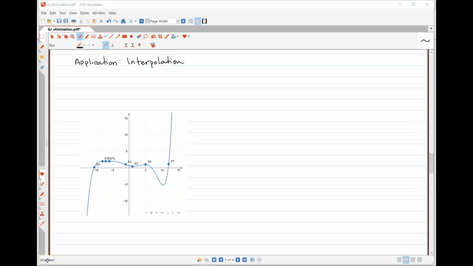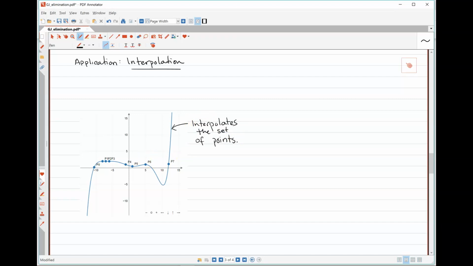In this video, I want to talk about an application of linear systems that is used in image rendering among many, many other things, and that's called interpolation. Interpolation just means, if you're given a set of points, you want to find the curve that passes through all of them, right? So this curve right here is interpolating this set of data points.